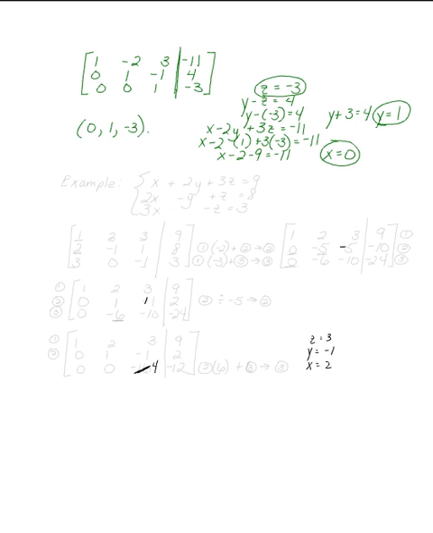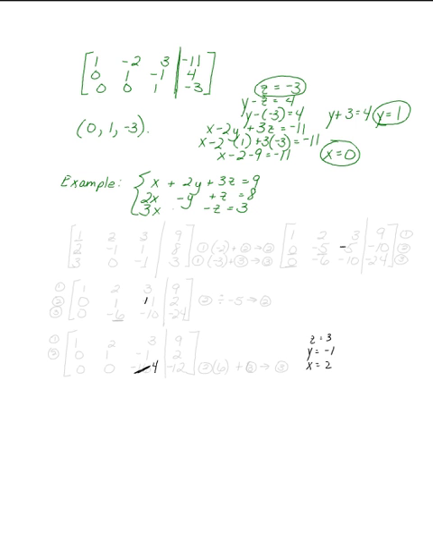So let's use the example: x plus 2y plus 3z equal to 9; 2x minus y plus z equal to 8; and 3x plus 0y, so no y's, minus z is equal to 3. Now what you might want to do is stop this and try this on your own first, and then we'll walk through it. If not, let's walk through it together.